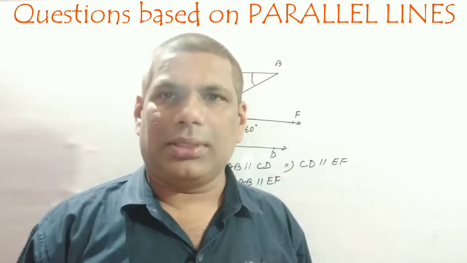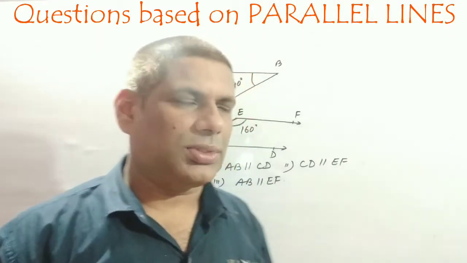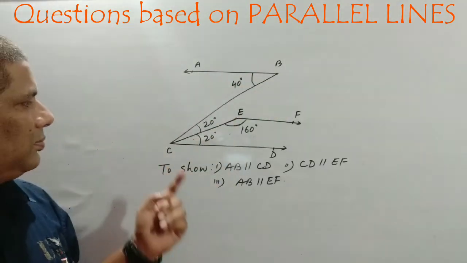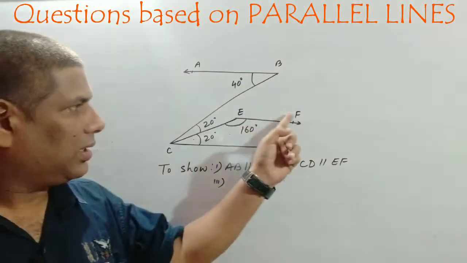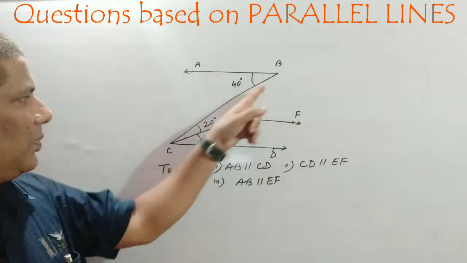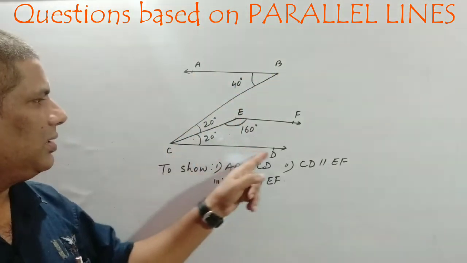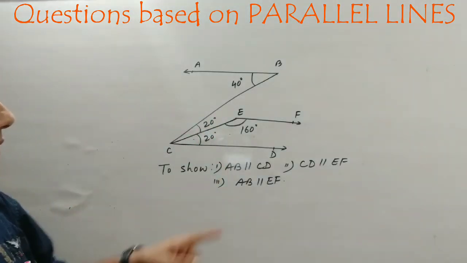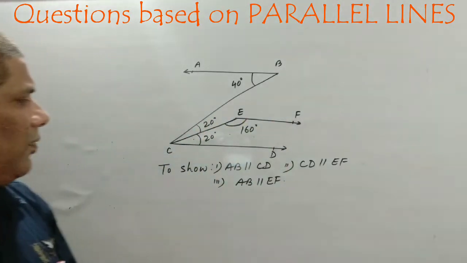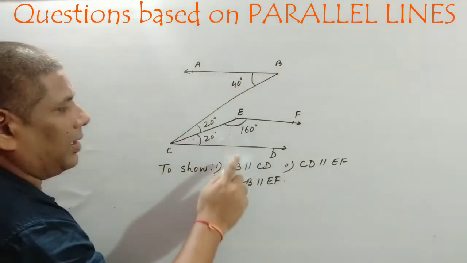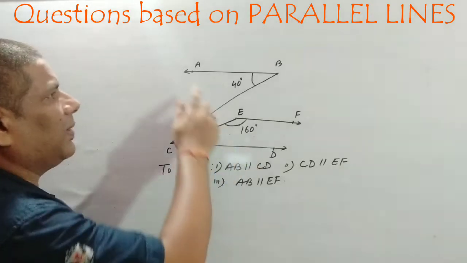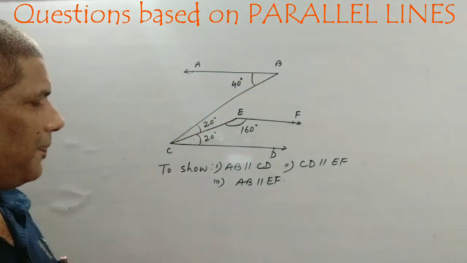Now let us see an example of parallel lines, or we can say the questions on parallel lines. Here is one question. This line is AB, this line is CD, this line is EF. Here angle ABC is 40 degrees, angles BCE and CED are both 20 degrees, and angle CEF equals 160 degrees. Here we have to show that line AB is parallel to CD, then CD is parallel to EF, then CD is parallel to AB. So let us start.